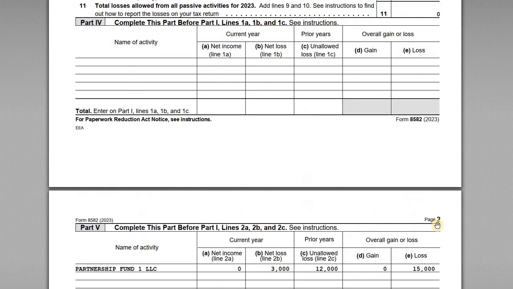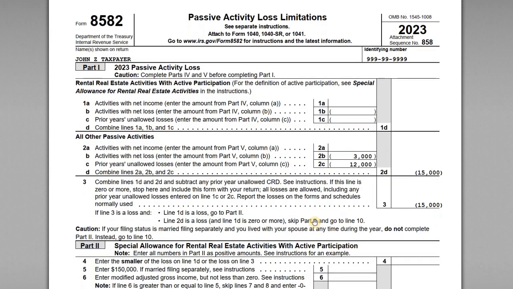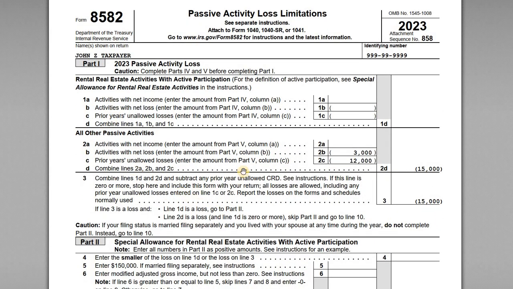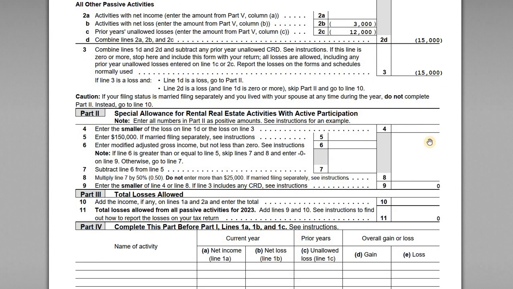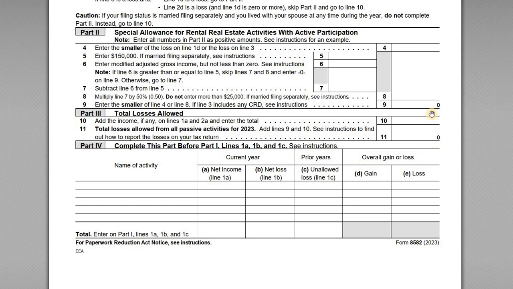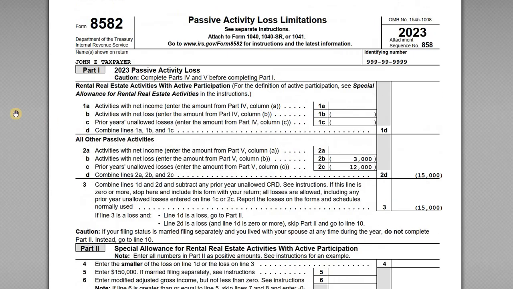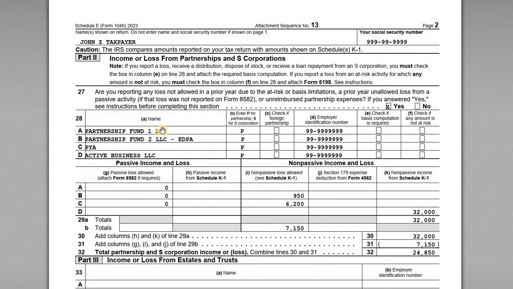All right, so once all of those sections are completed, we can go back up to the 8582 here in part 1. So 2A, we have no net income. 2B, activities with a net loss for the current period. There's that $3,000. And then the prior year unallowed being carried forward is the $12,000 from the same investment. So we've got the $15,000 loss here. Total losses allowed in part 3 for the current year from passive activities are going to be 0. So the only losses that have been allowed are those prior year loss carry forwards and the current year stuff from Partnership Fund 2 LLC.